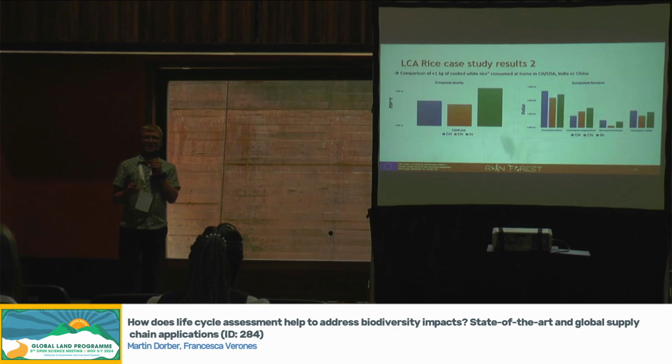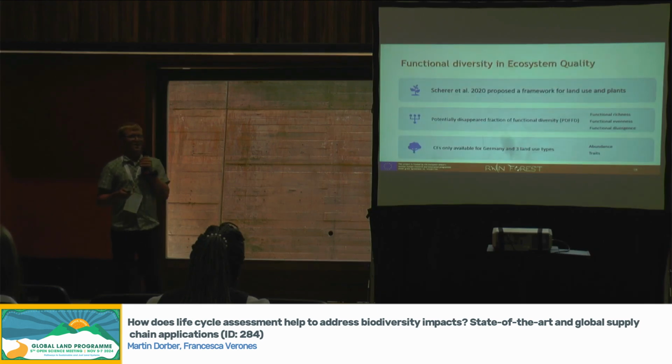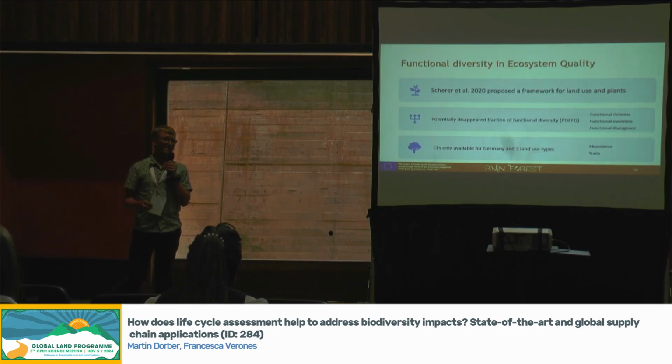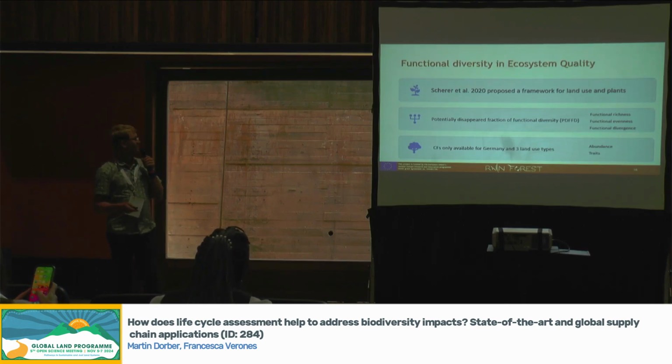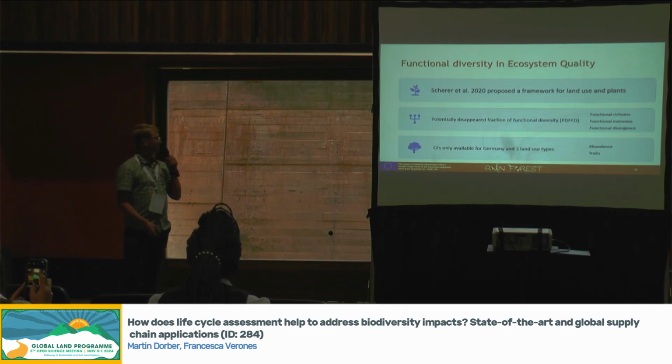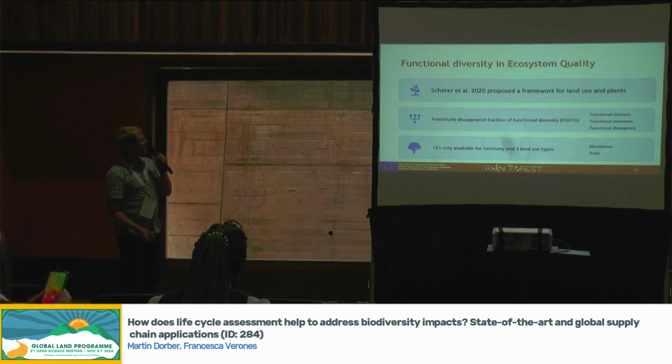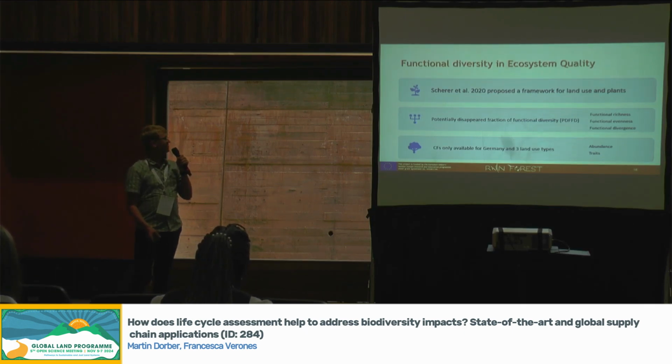Can we yet conclude what is best? I would say still no, because if we go back to the PDF, there are a lot more aspects to biodiversity than just species richness. A paper has been published saying we need more indicators, and one of the indicators that we should develop is functional diversity. There has been a proposed framework for it, and they have chosen a really nice tongue twister for the indicator: the potentially disappeared fraction of functional diversity, PDF-FD. They suggest looking at functional richness, functional evenness, and functional divergence.